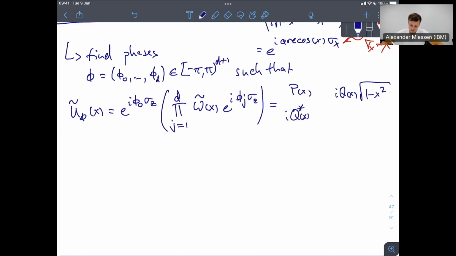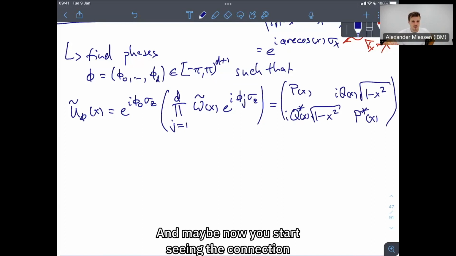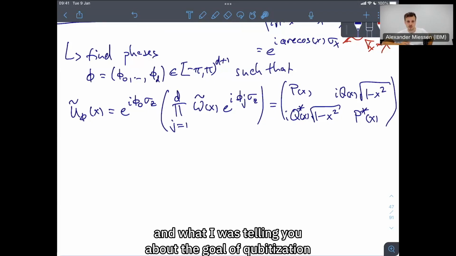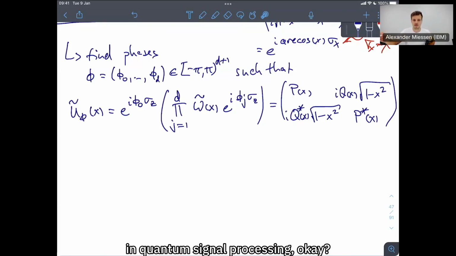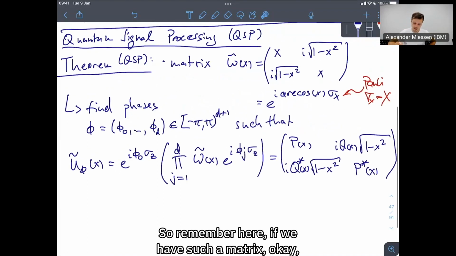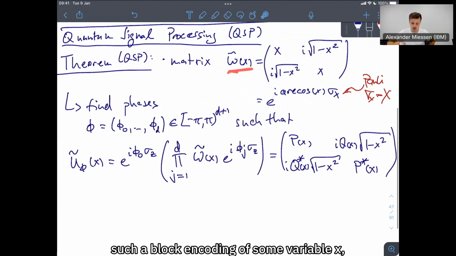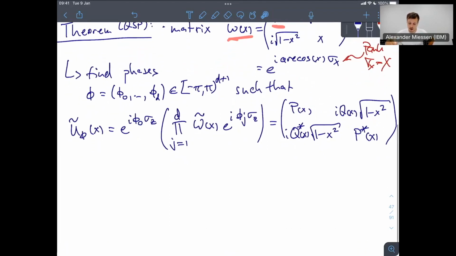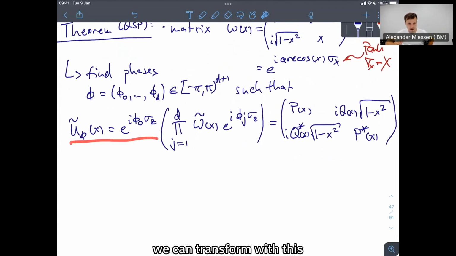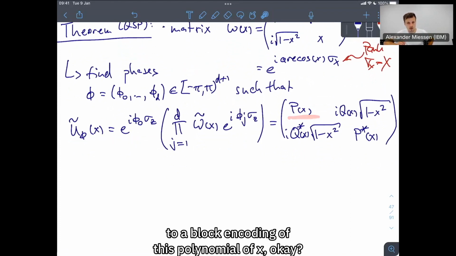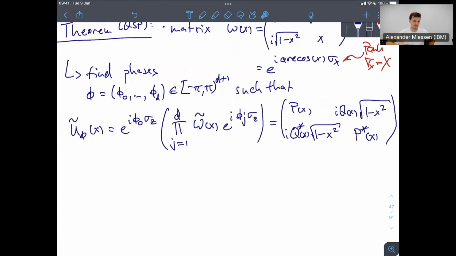Times, and then p star, okay? And maybe now you start seeing the connection to what I was telling you before, and what I was telling you about the goal of qubitization in quantum signal processing, okay? So remember here, if we have such a matrix, okay, such a block encoding of some variable x, we can transform with this to a block encoding of this polynomial of x, okay?